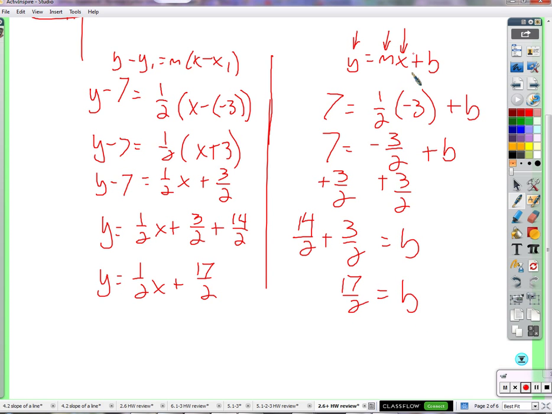We plug that back into the equation, right, for b. And we have y equals 1 half x plus b, which is 17 halves. I prefer this one because I just prefer not to find a number and then have to go back and plug it in. When I'm done, I'm done. Once I've got y by itself, it's over. Here, when you get b by itself, you have a number that you have to go back and plug back in, whatever.